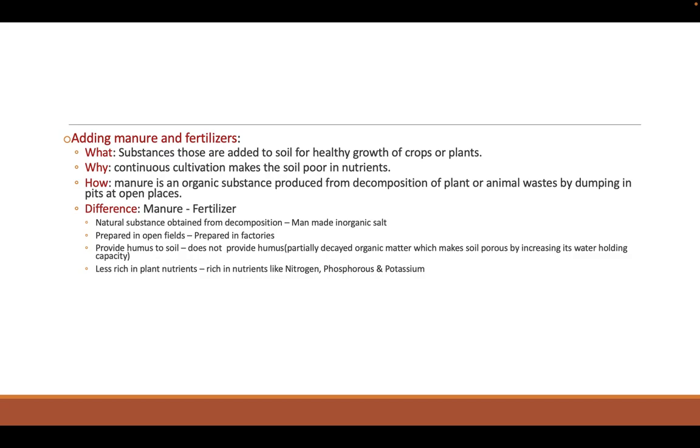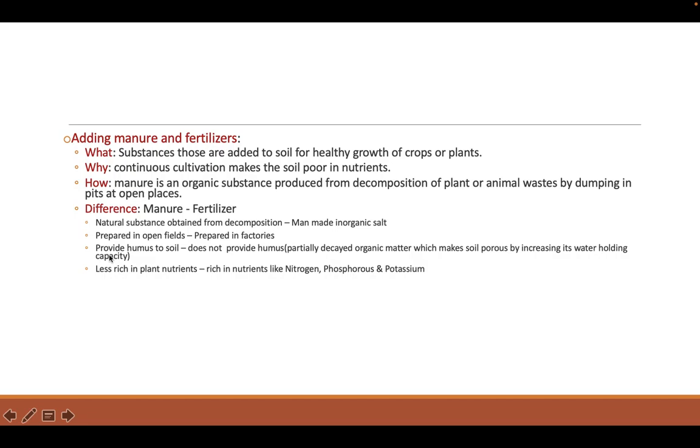Now, if this is manure, then what is fertilizer? What's the difference? Let's know the difference, then you will know what is fertilizer. So, one part is manure, one is fertilizer. Manure, as we discussed, is a natural, organic substance obtained from decomposition, whereas fertilizer is a man-made inorganic salt. When you get into chemistry, you will know what is organic and what is inorganic. Organics are primarily natural and living matter. Inorganic are prepared in laboratories or factories. Manure is prepared in open fields, as we discussed here. Fertilizers are prepared in factories.